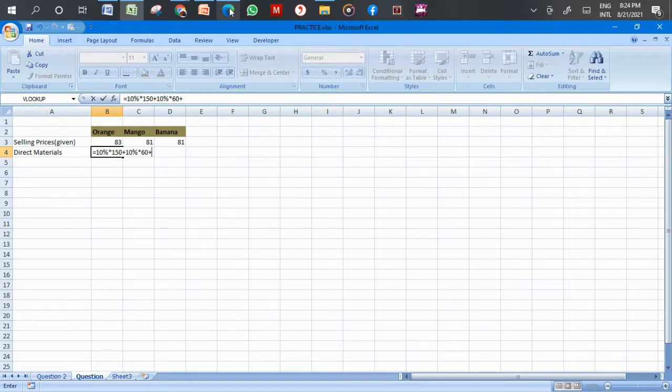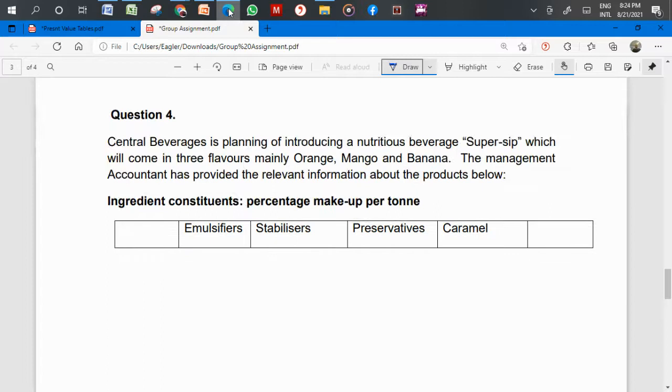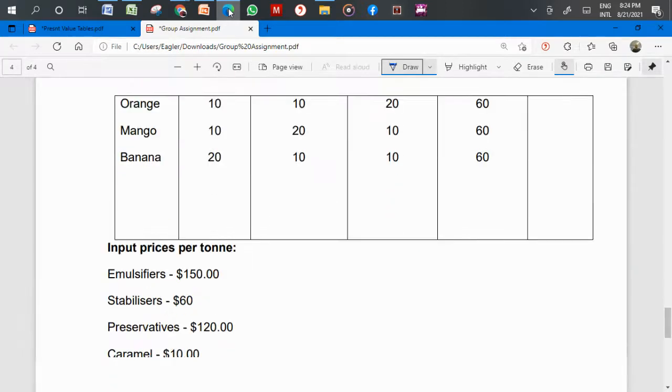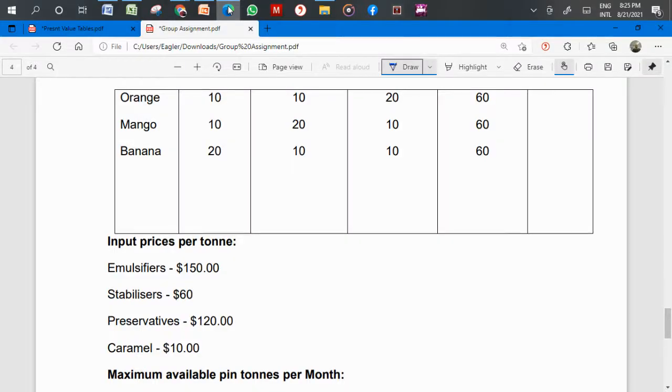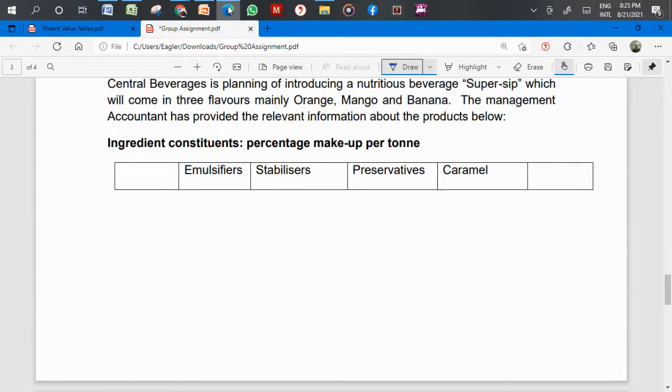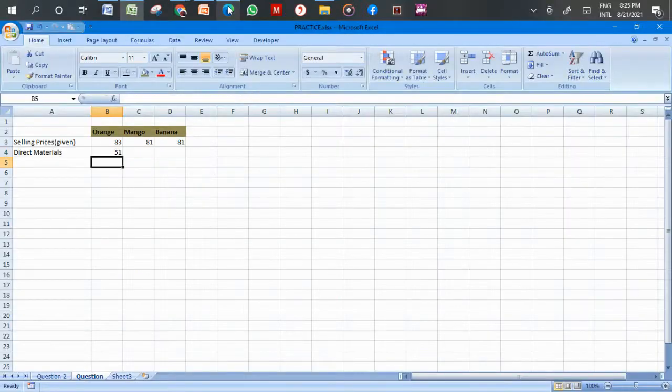Then only 10% of 60. Then plus how many percentage? 20%. 20% of what? They are preservatives, so they are costing 120. And finally plus 60% multiplied by 10, the final ingredient, the caramel. So if we press enter, we have 51 as our direct materials.